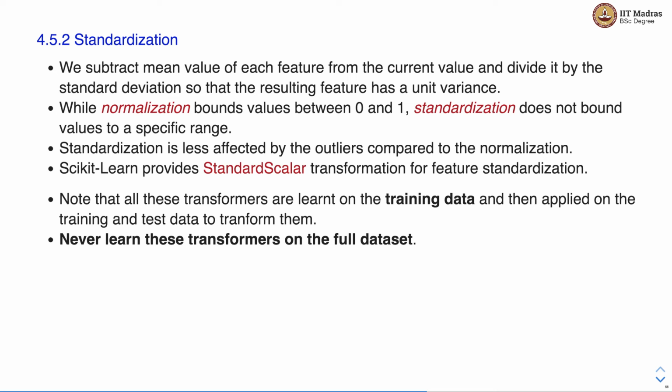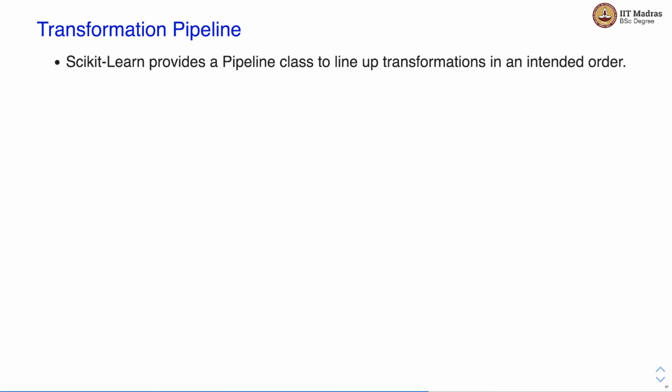We never learn these transformers on the full data set. So depending on the nature of the feature set, you can decide your transformation. For example, if your data set has outliers, then standardization might be the transformation that you want to use rather than normalization. In order to make sure that we apply uniform preprocessing to both training and test set, we use a pipeline class provided by scikit-learn.